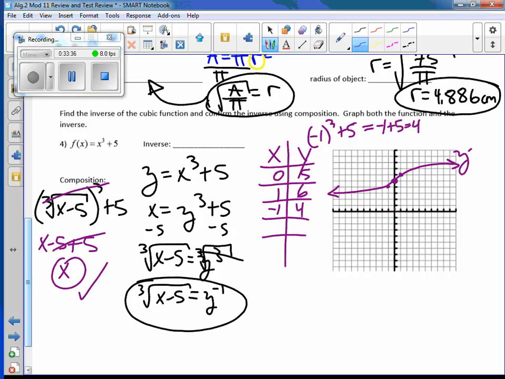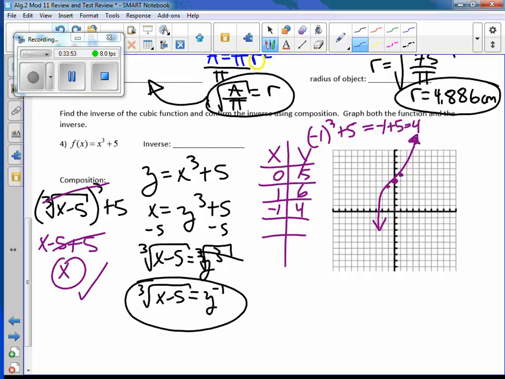Oh, my apologies, you guys. I was actually graphing the original one. My apologies. All right, so there it is. So here's the original function. There's the original one. Now the inverse.